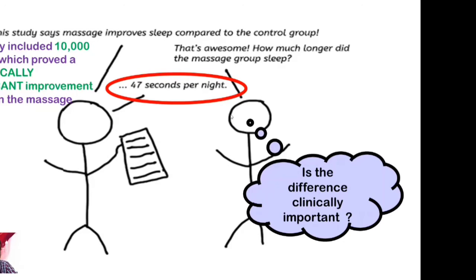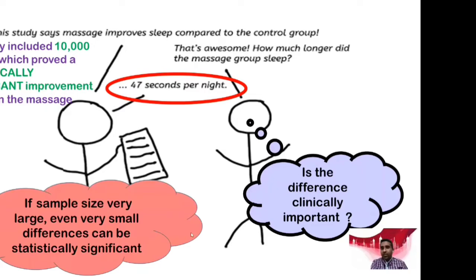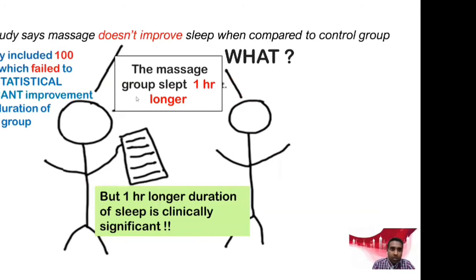Do you think it is clinically relevant or important? You have statistical significance here, but it is not clinically very meaningful. So what we have to understand from this is, if you take a large or very large sample size, even a small effect size can be proved to be statistically significant. Let me give you another example. A study says that massage does not improve sleep when compared to the control group. They included 100 patients and failed to prove a statistically significant difference between the two groups.